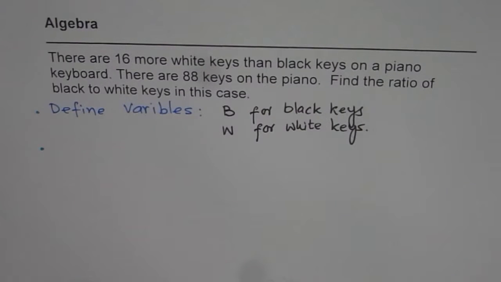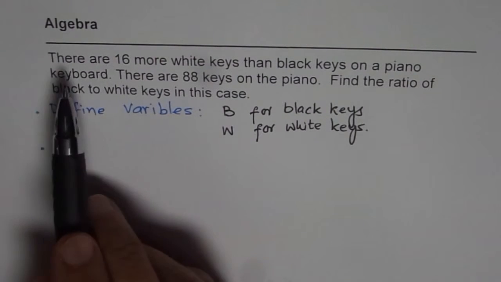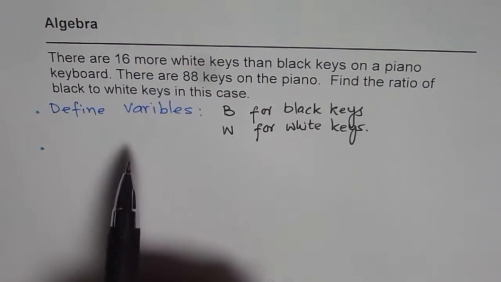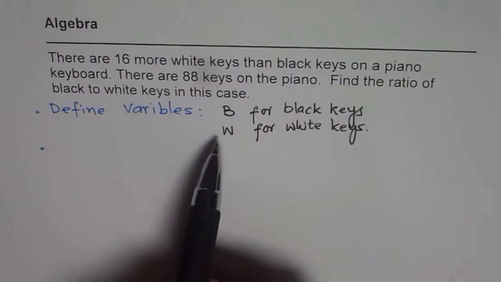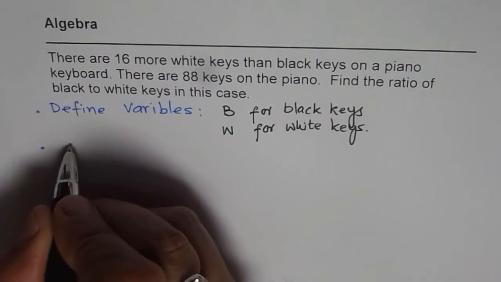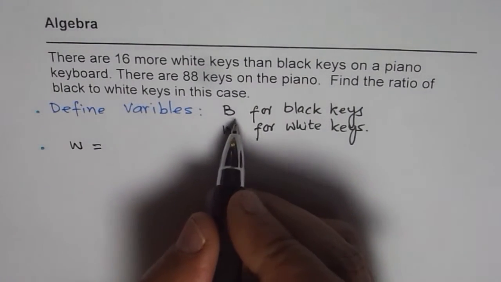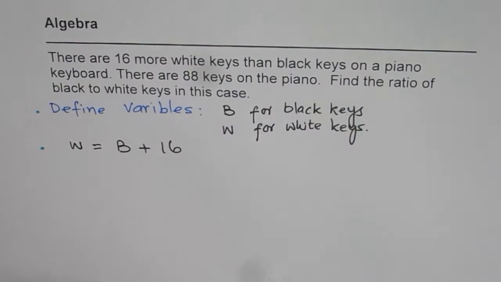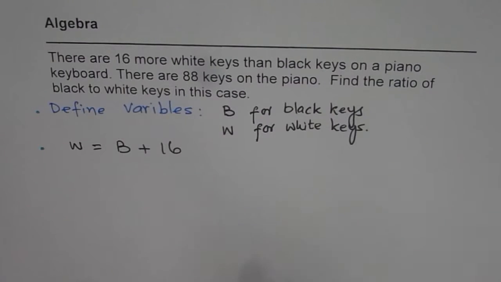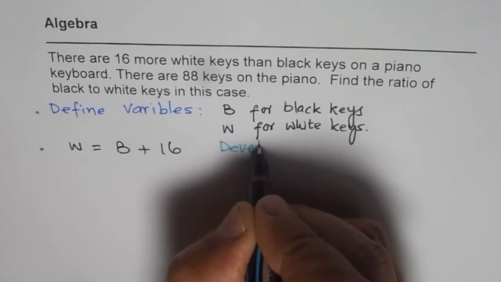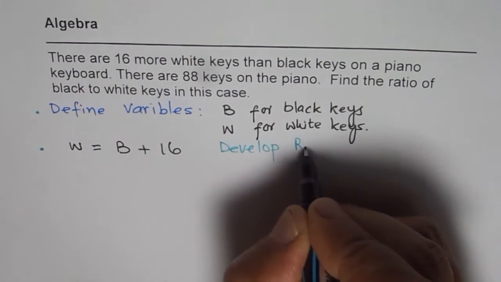Now read the first sentence: there are 16 more white keys than black keys. So white keys are more. That means white keys are 16 more than black, that means black plus 16. So that is a relation. The second step is to find relations, or develop relations.